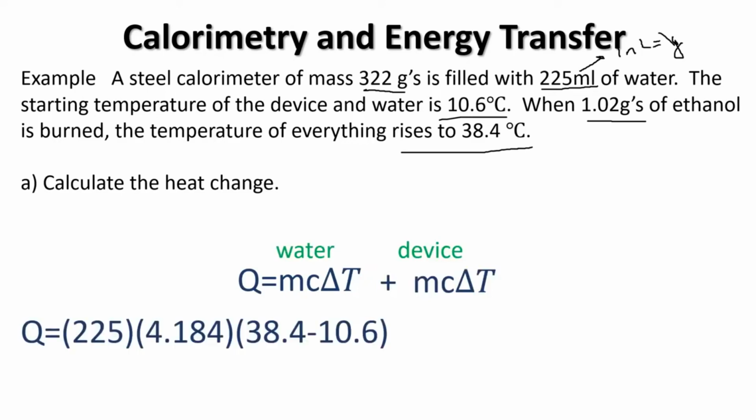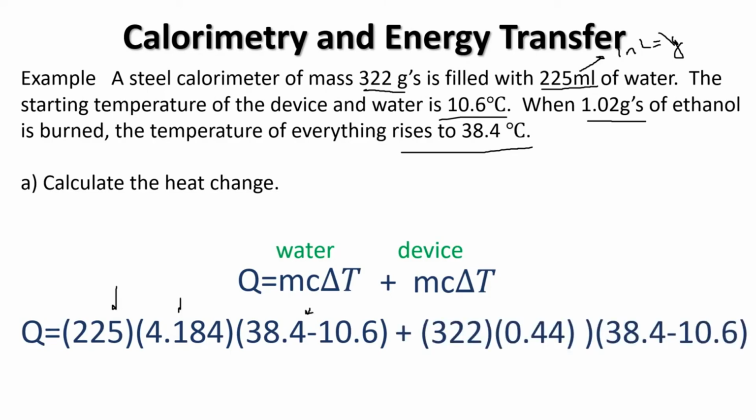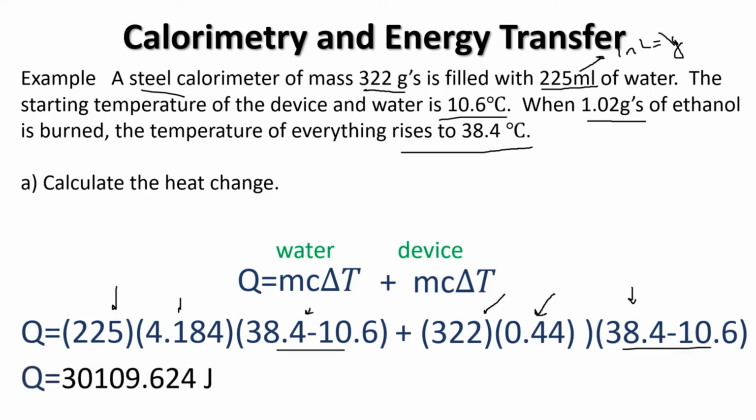Firstly, let's calculate the heat change here. I just went ahead and took the water numbers: there's our mass of the water, our specific heat capacity of water, and our temperature change. Then I repeated with the mass of the device and the specific heat capacity. It said it was steel, so a quick little Google search yielded that value. And then the same temperature change. Remember we said the temperature change will be the same for the water and the device. Plug your values in, and you get about 30,000 joules or 30.11 kilojoules.